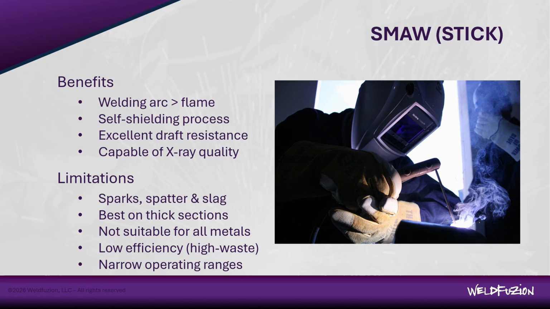However, this process is far from perfect. Sparks, spatter, and slag combine with stub loss for low efficiency. Only about 60% of what you buy actually becomes part of the weld. The rest is tossed away. It's best suited for plate thicknesses that are greater than 1/8 of an inch, and it's not suitable for all metals. It's only recommended for repair welding of aluminum, and the byproducts, sparks, spatter, and slag, make it a poor choice for anything too exotic or expensive. In addition, each electrode diameter has a defined operating range, meaning you can't just crank it up to go faster. There's a limit.